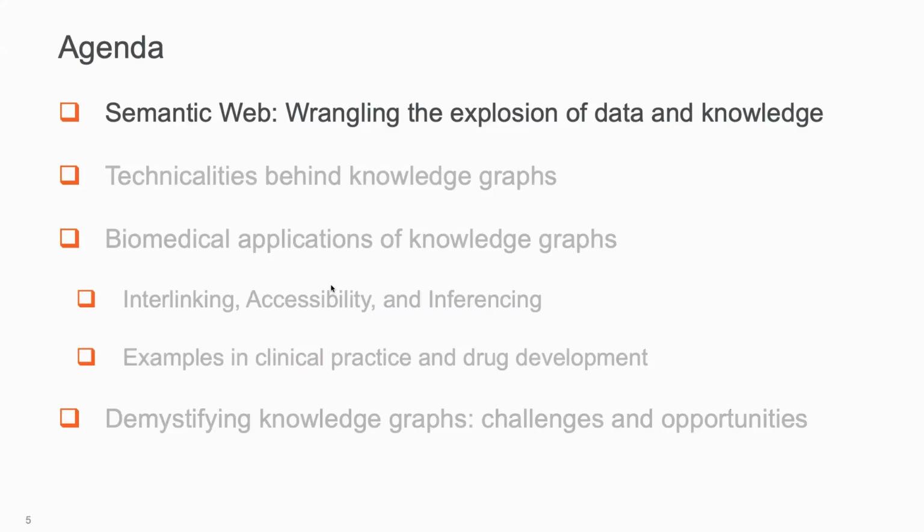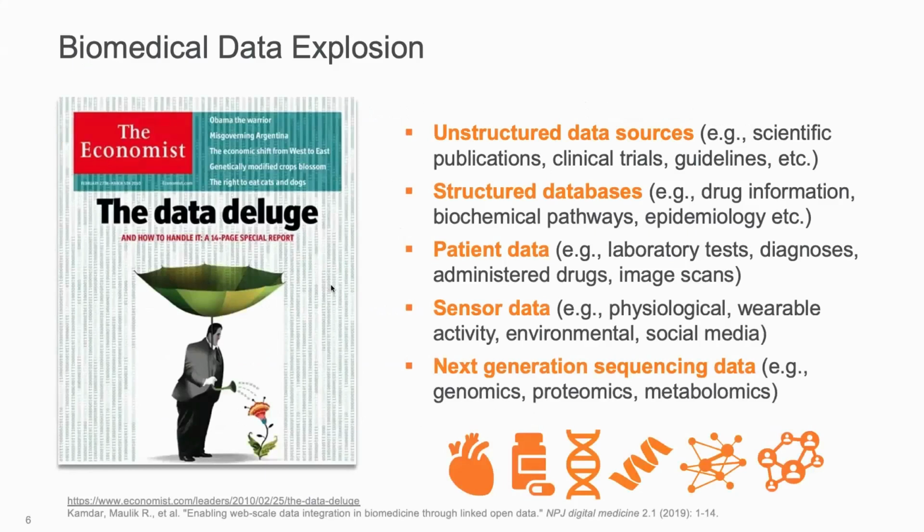So starting with the first point of my agenda, there is currently a data deluge in biomedicine, and this is caused by several reasons. With the advent of the Human Genome Project and next generation sequencing technology, there is a lot of data coming from genomics, proteomics, metabolomics, etc. Similarly, there is a lot of patient data made available through electronic health record systems, like laboratory tests, diagnoses, administered drugs, image scans, etc.